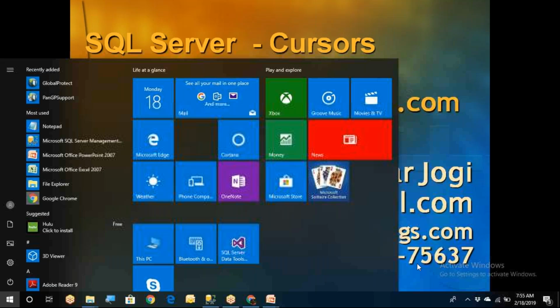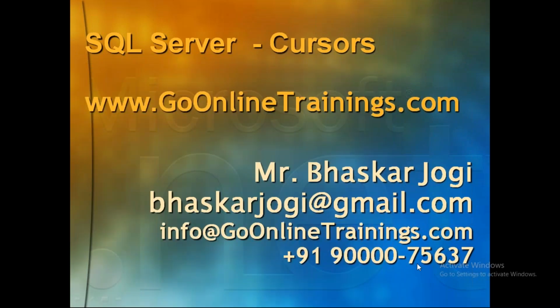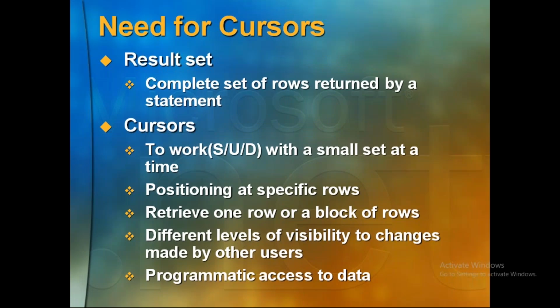Now, let us understand the need for cursors. A result set is a complete set of rows returned by a statement. Cursors are used to work with select, update or delete on a small set at a time. They allow positioning at specific rows, retrieving one row or a block of rows at a time, different levels of visibility to changes made by other users, and programmatic access to the data. So these are the things about cursors.